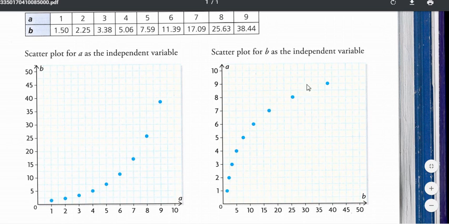Okay? So that's one of the things that they just talked about here. This is exponential. This is logarithmic. Okay? Yes? Got it?